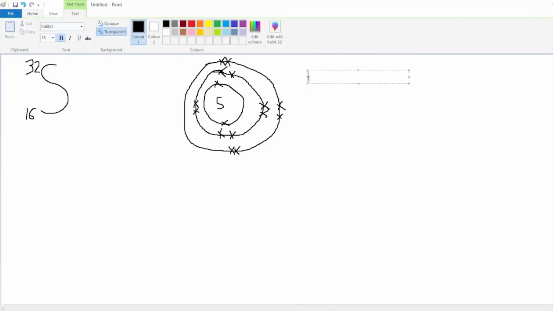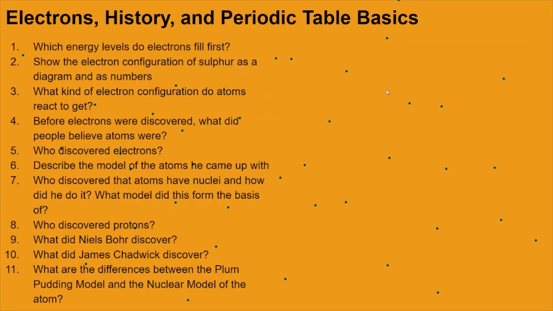How would you represent this using numbers? You would say that sulfur's electron arrangement is 2, 8, 6, because 2 on the first energy level, 8 on the second, 6 on the third. So, as we covered earlier, atoms react to get 8 electrons on their outer shell, or 2 if they're hydrogen. They want a full outer electron shell. That's their goal. That's how all atoms react, and that's the key to chemistry, essentially.